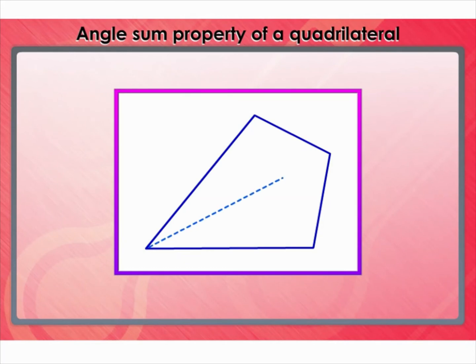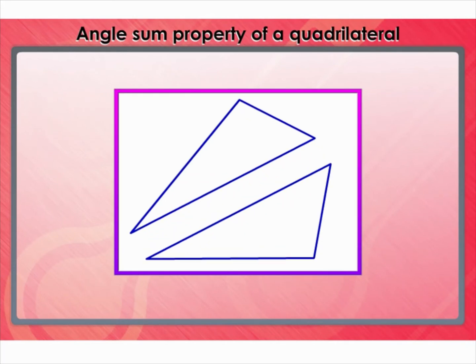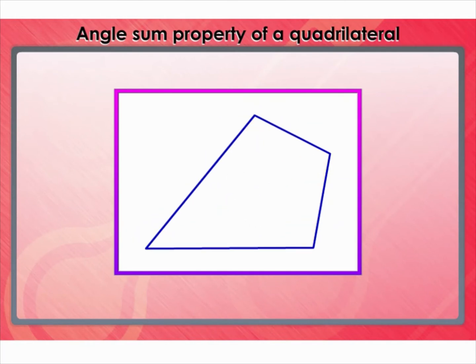Let ABCD be a quadrilateral and a diagonal divides it into 2 triangles. Since the sum of 3 angles in each triangle is 180 degrees, the sum of the angles of a quadrilateral is equal to 360 degrees.